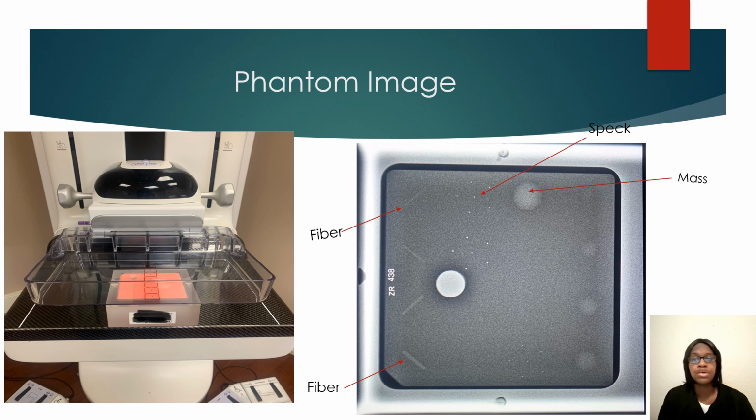This is an example of whenever I was performing QC. You see how I do not have a face shield on here. I just have the compression paddle. I have the phantom. Then this is the image where you see the fibers, you see the specks, you see the mass group.